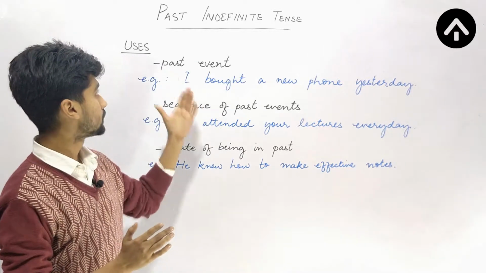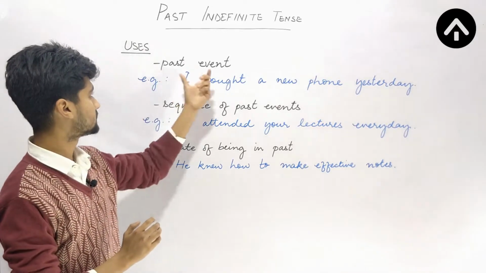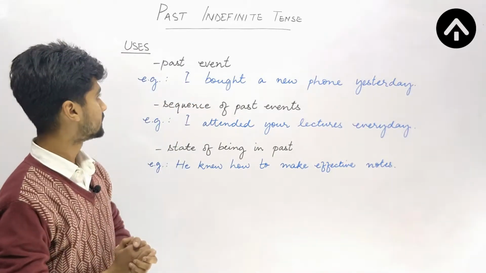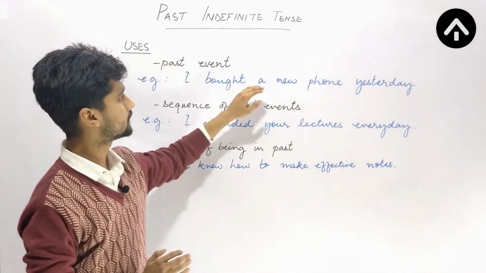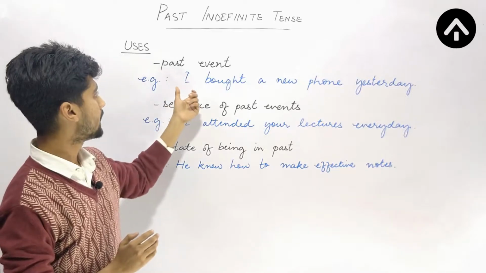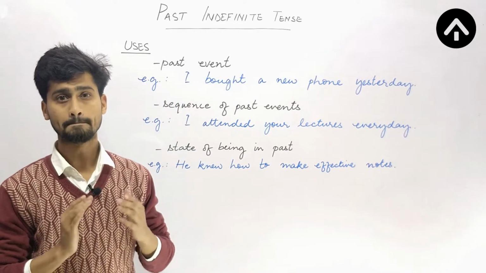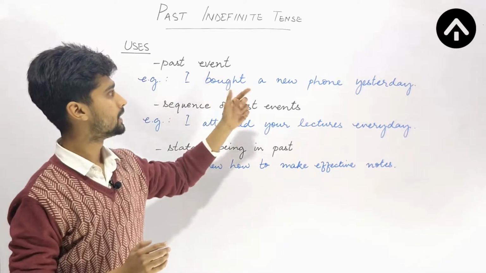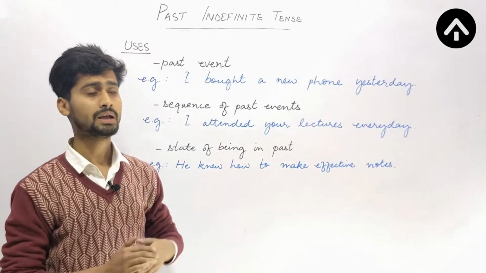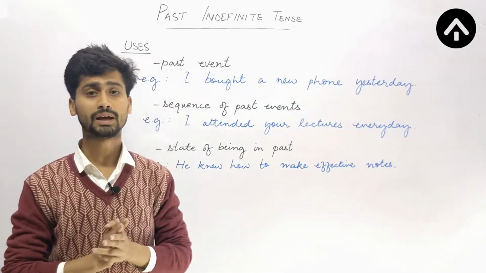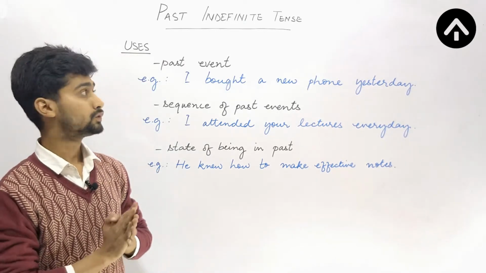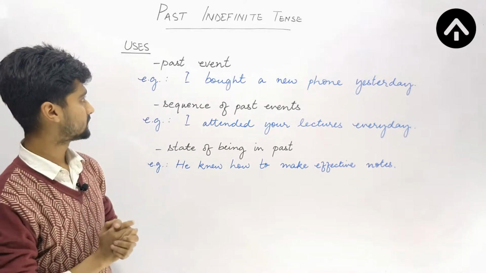Alright, so let's talk about the uses first. First use is past event. So we talk about any one past event. Alright, now the example which I've added here is I bought a new phone yesterday. So here I am using the past form of the verb buy. The past form is bought. And the second word is yesterday. This is the past adverbial. And these are the words which let you know that we are talking about any action that happened in past. Alright, so the function is past event.